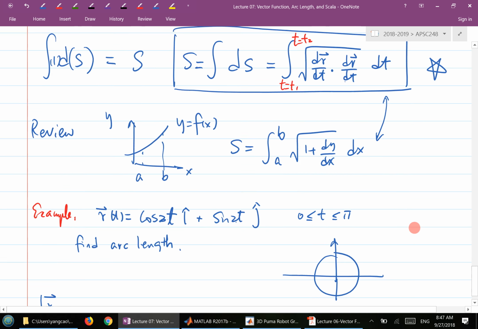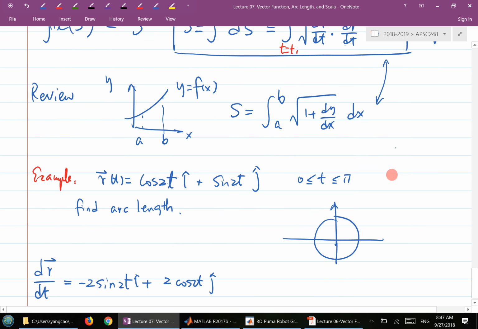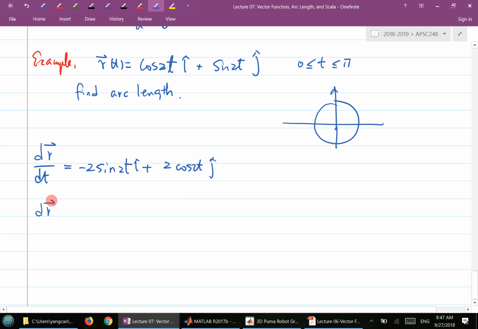Then coming back to the formula, I need to do the dot product of dr over dt with itself. So let's calculate the dot product. And the dot product, as we learned, when you dot a vector with itself, is basically the squared length. So you have the square of the first term plus the square of the second term.